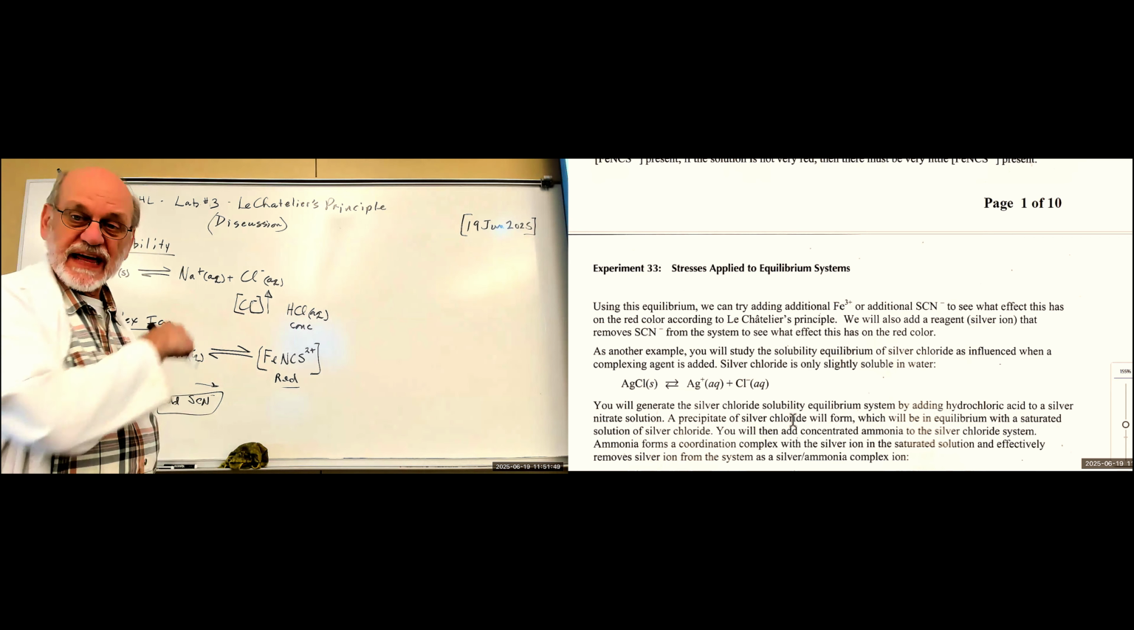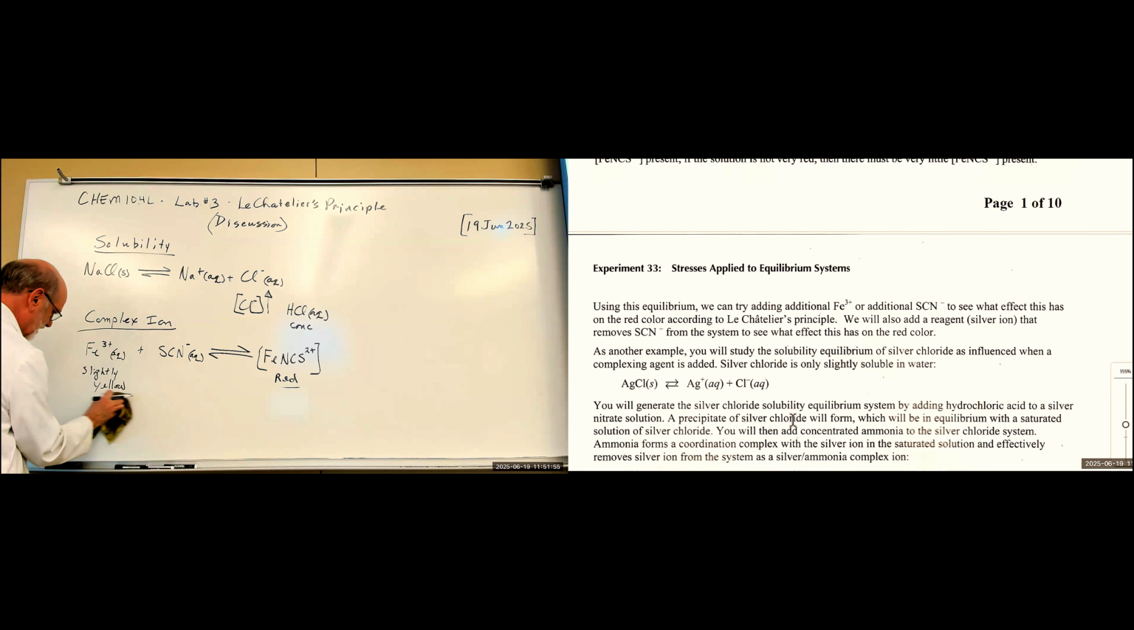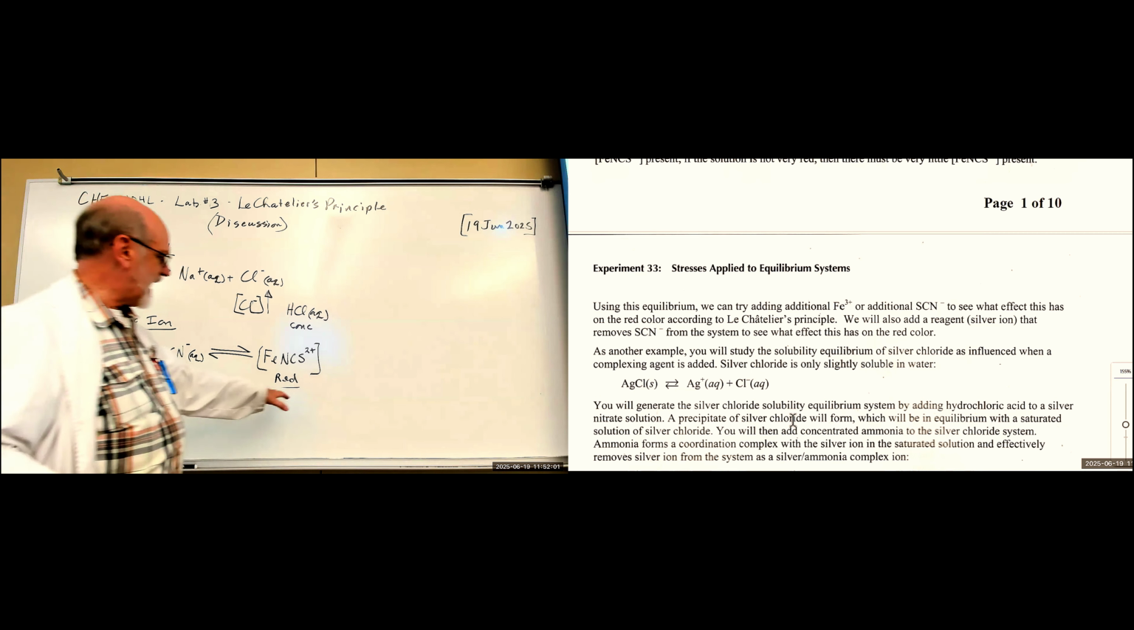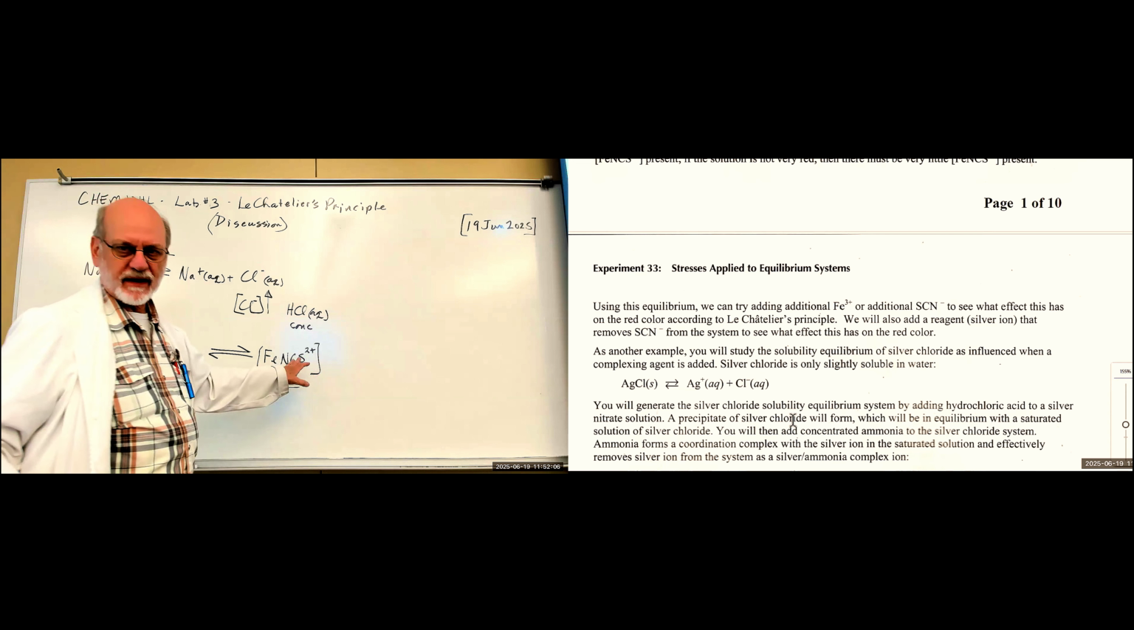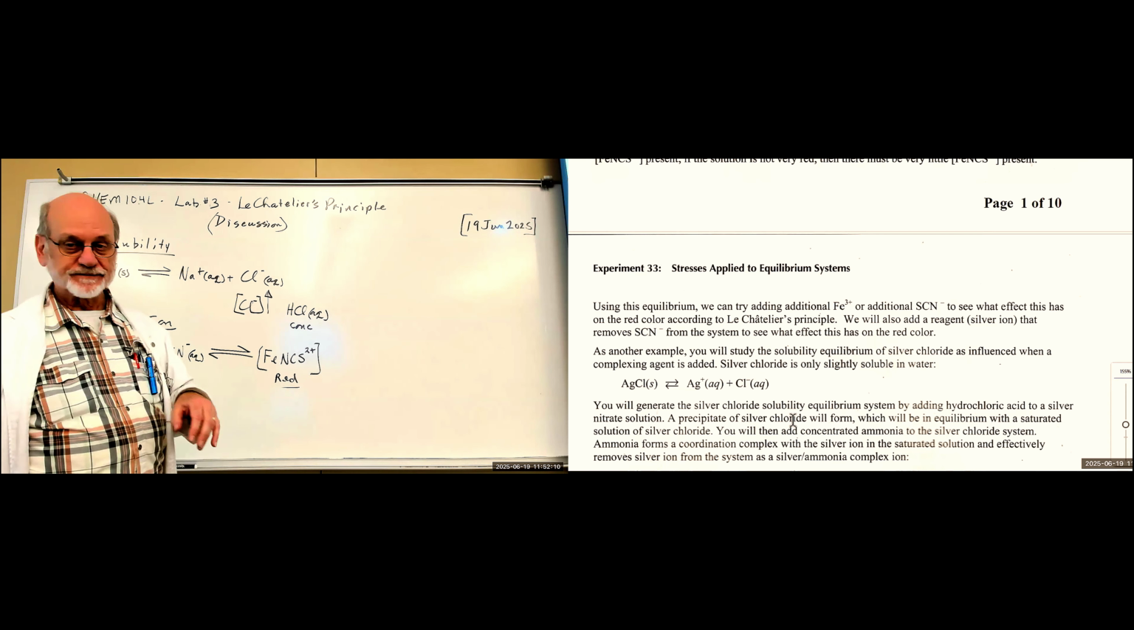What if we want to drive it to the left? If we want to bring it back to the left, we need to remove one of these or add one of these, right? Adding one of these is kind of problematic. So removing one of these is more useful.